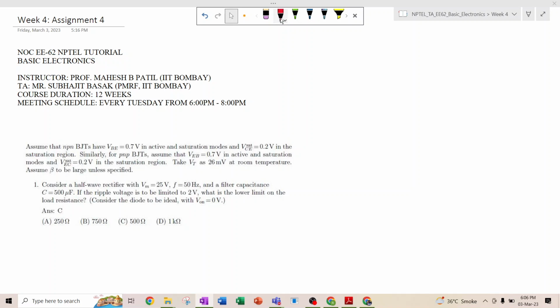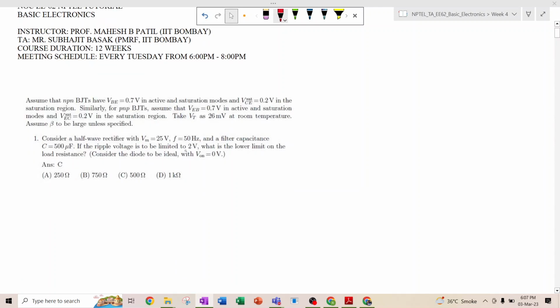So I will start solving one by one. In the first question, it is asked to assume that an NPN BJT has VBE of 0.7 volt in active and saturation mode, and the VCE saturation voltage is 0.2 volt in the saturation region. Similarly for a PNP BJT, assume that VEB is 0.7 volt in active and saturation modes, and VEC saturation is 0.2 volt in the saturation region. And we should consider VT as 26 millivolt at 300 Kelvin, that means at room temperature, and beta to be large unless specified. Okay.